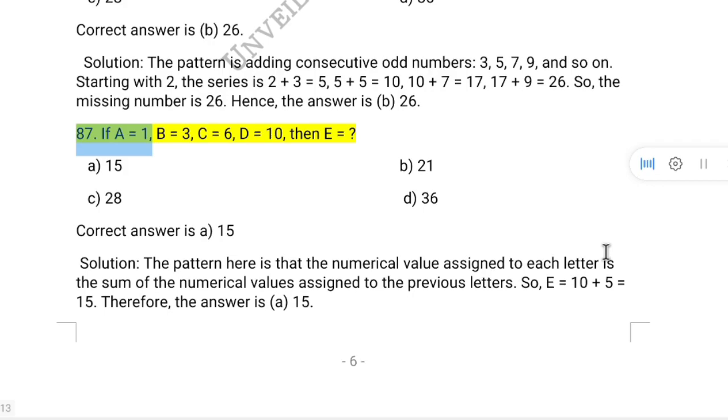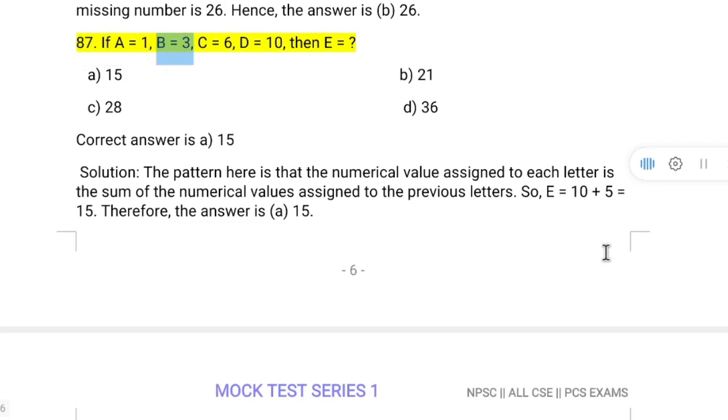26. 87. If A equals 1, B equals 3, C equals 6, D equals 10, then E equals? A. 15. B. 21. C. 28. D. 36. Correct answer is A. 15. Solution.